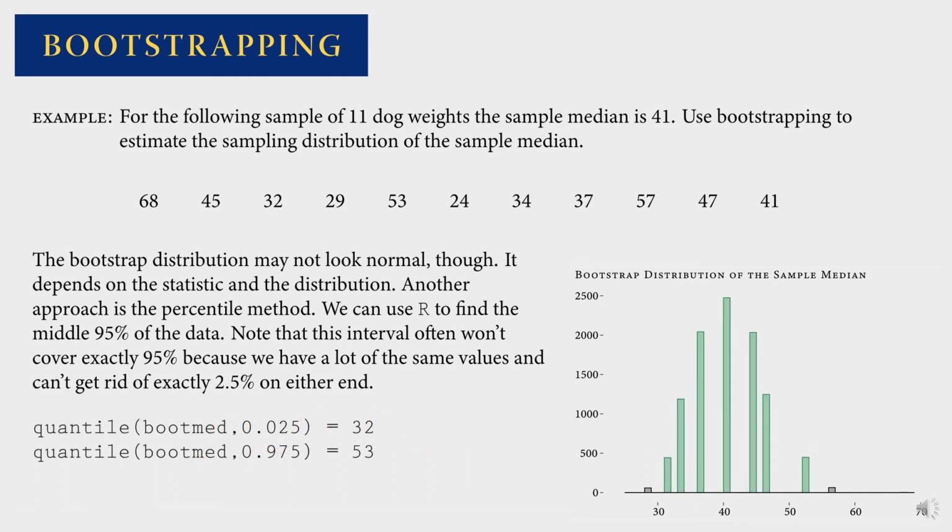Using R's quantile function, the 2.5th percentile is at 32 and the 97.5th is at 53. Based on this, I'm 95% confident that the population median is between 32 and 53. Note that this interval is often not exactly 95%. What happened here is these bins are all the same number. If our interval goes from 32 to 53, we'll be cutting out these parts here, but these don't contain exactly 5% of the data.